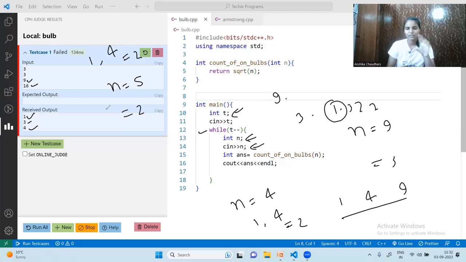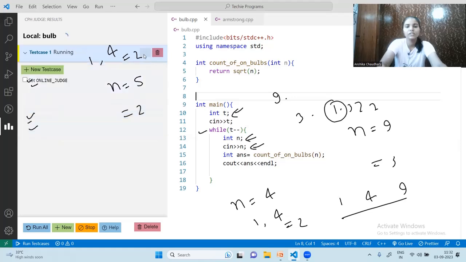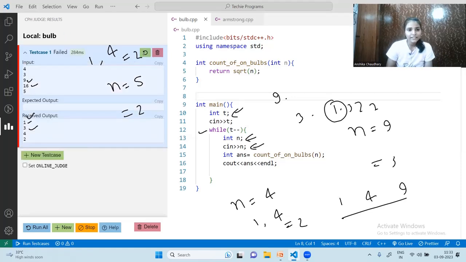So let's try a simple input and find out the output. I'm making 4 test cases here, and the last input will be 5. All right, then we will run this code. So the last answer is also 2. So there will be only 2 bulbs that will turn on at the very last stage, and those bulbs will be the 1st bulb and the 4th bulb. Only the perfect square bulbs will be on at the last stage, and all the rest will be off.